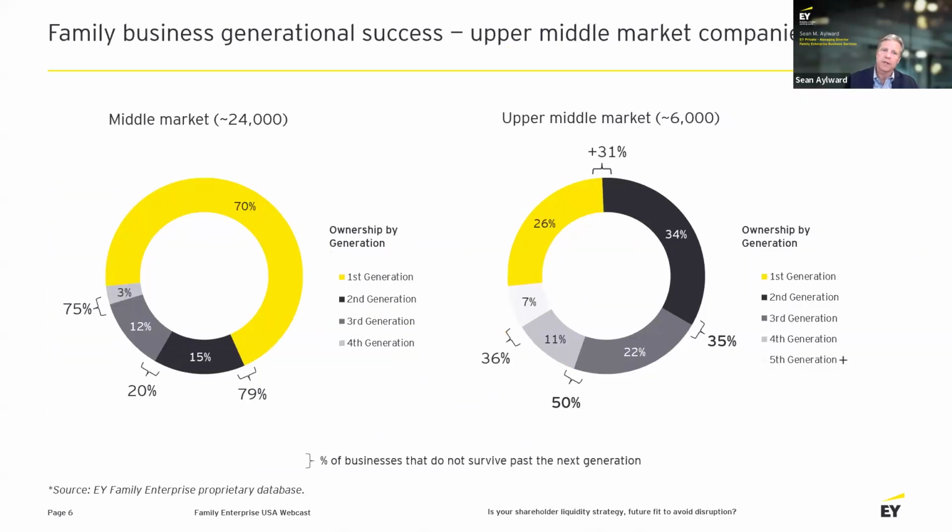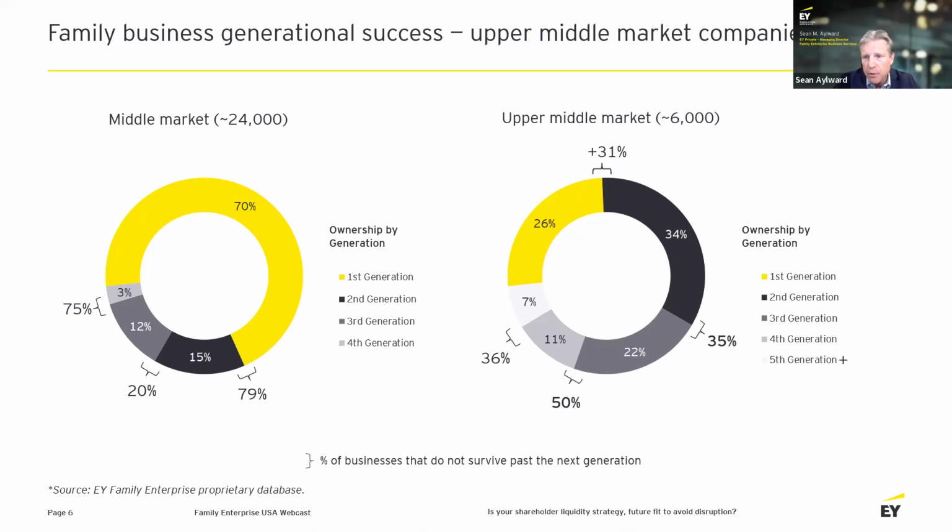And as we move to the next slide, one thing we notice and what we're trying to balance when we think about stakeholder liquidity and shareholder liquidity is most middle market family-owned enterprises sit in the first generation, so about 70%. And you'll see that about 15% of them can move to generation 2, about 12% make it to generation 3, and about 3% make it past generation 3.